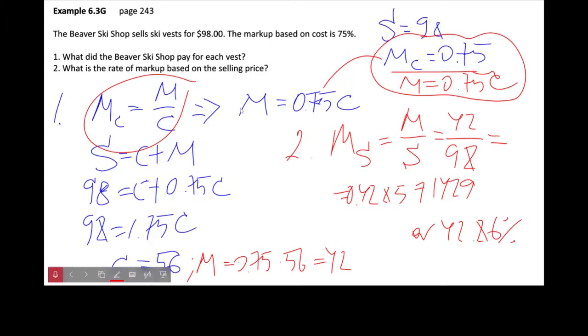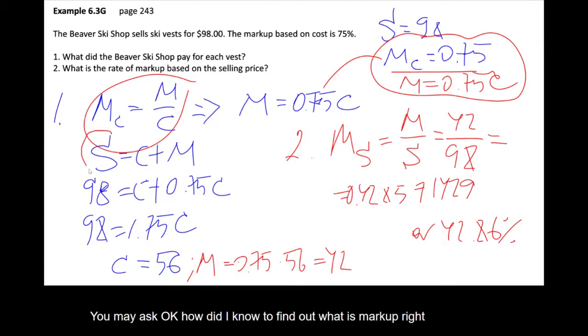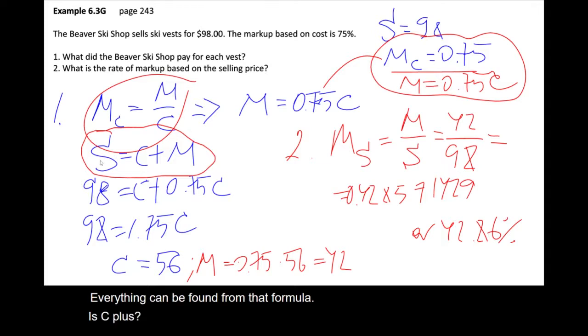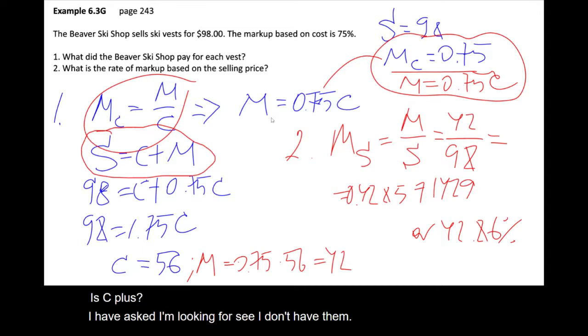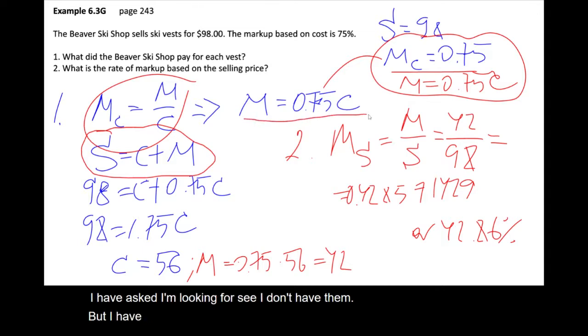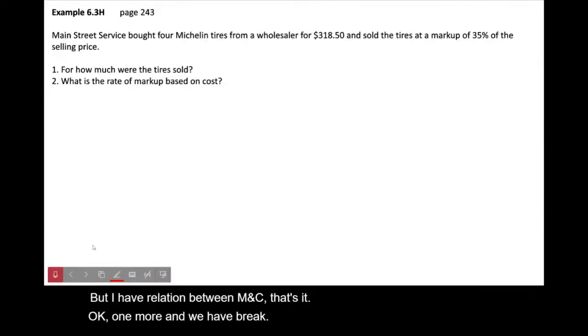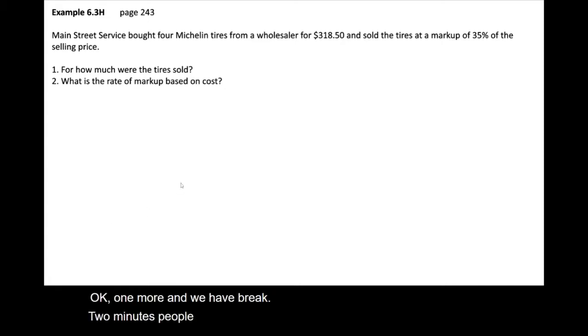You may ask, how did I know to find out what the markup is? Everything can be found from that formula: S is C plus M. I have S, I'm looking for C, I don't have M, but I have a relation between M and C. That's it. Okay, one more and then we have a break. Two minutes, people, do it.